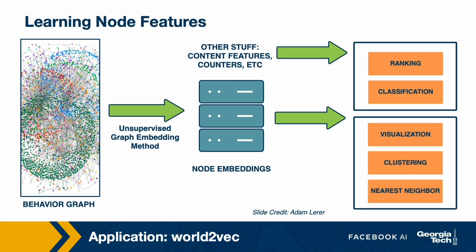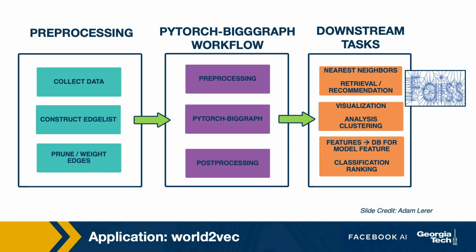We take a giant behavior graph with different types of entities and different types of interactions between them. We use unsupervised graph embeddings to convert them to node embeddings. Then possibly we combine them with other features such as content features, counters, etc. Then we use it for all different kinds of downstream tasks such as ranking, classification, clustering, finding nearest neighbors, and so on. Let's dive a bit deeper into technical details.